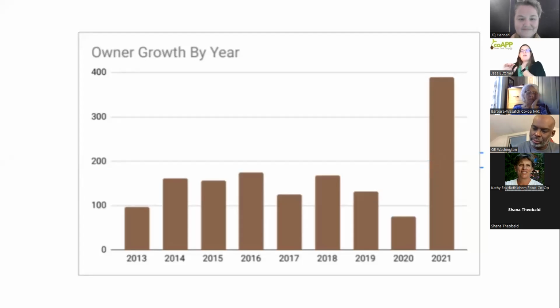So talking about the data that you already have, this is a graph from the CoApp Insights report, where we combined data from 3 different co-ops, 3 to 6, depending on the graphs that we were showing, and looked at ownership growth by year. But here I'm just showing Prairie Food Co-op's ownership growth by year. So we average about 136 new owners a year, which I think is fantastic. We do a great job.